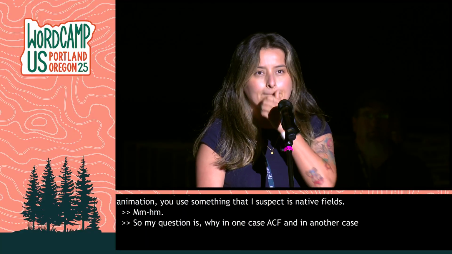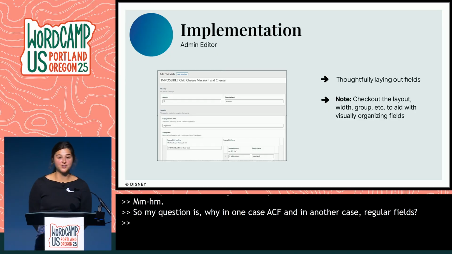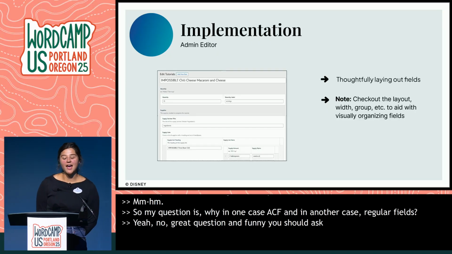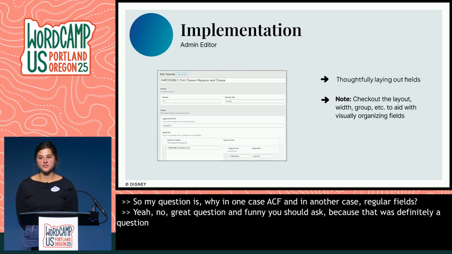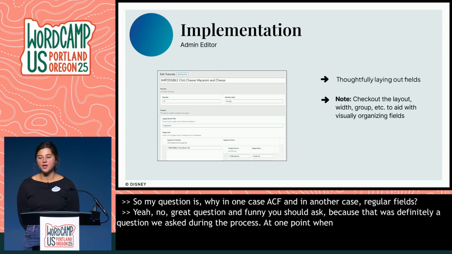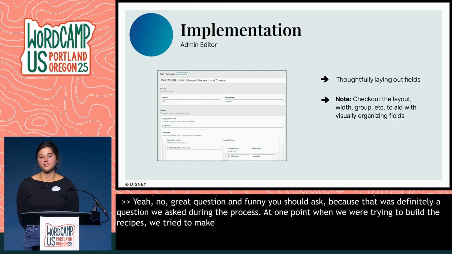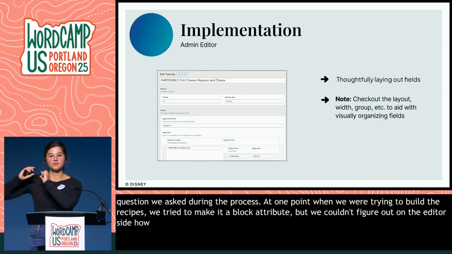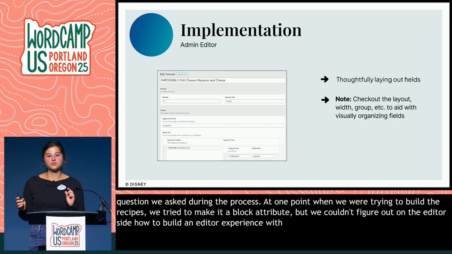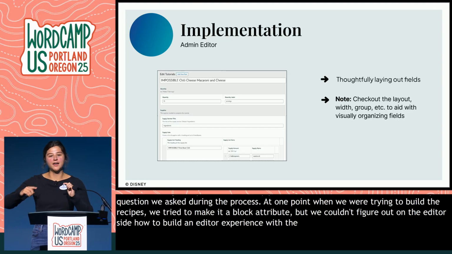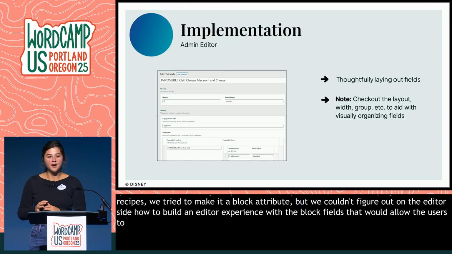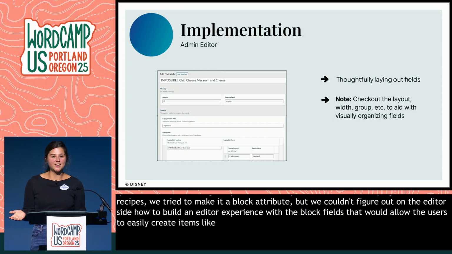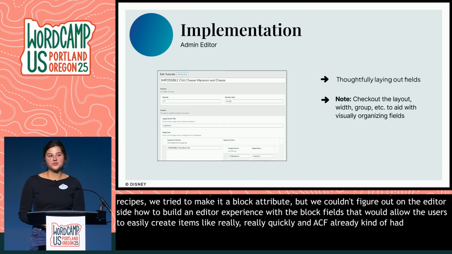Yeah, great question. And funny you should ask, because that was definitely a question we asked during the process. At one point when we were trying to build the recipes, we tried to make it a block attribute, but we just couldn't figure out on the editor side how to build an editor experience with the block fields that would allow users to create items really quickly. And ACF already had that built in for us with the repeater field. So that's kind of why.